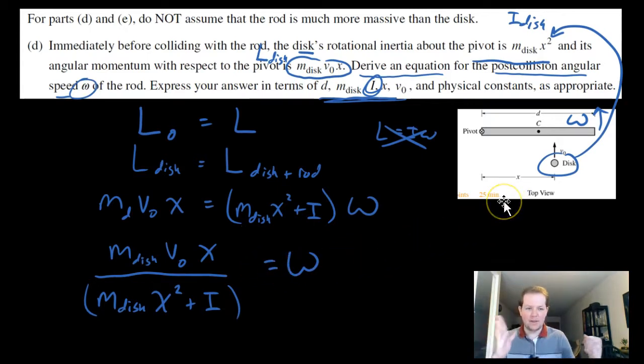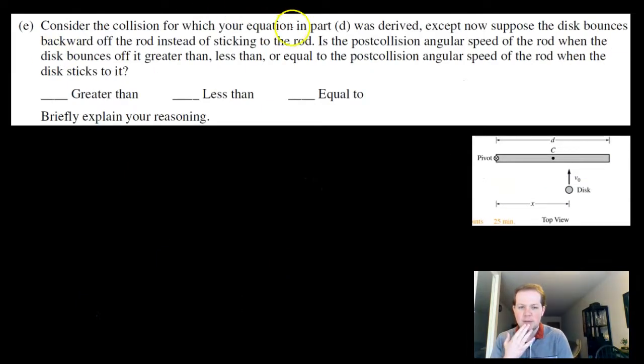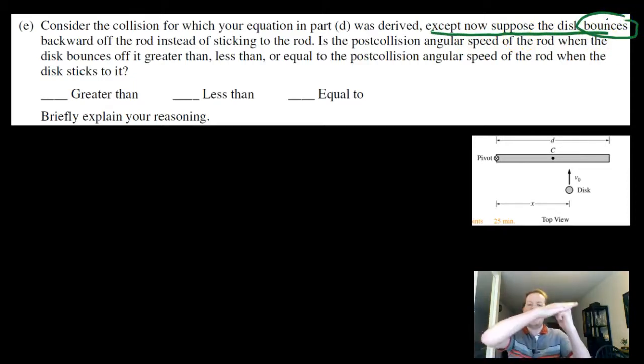Again, this is when they stick together and start rotating. Except now, suppose the disc bounces. Suppose it bounces backward off the rod instead of sticking.